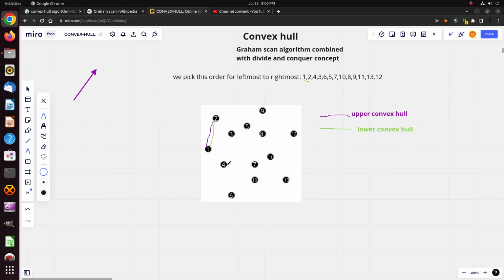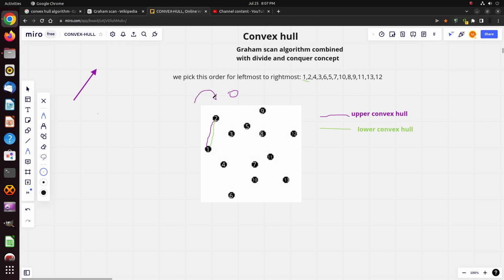Let's see now, can we build the upper hull with point 4? The answer here is yes, because we have to check the orientation of point 4 with respect to points 1, 2, in this direction. The orientation must be clockwise, like this. In other words, the cross product must be positive or not to build the upper hull.